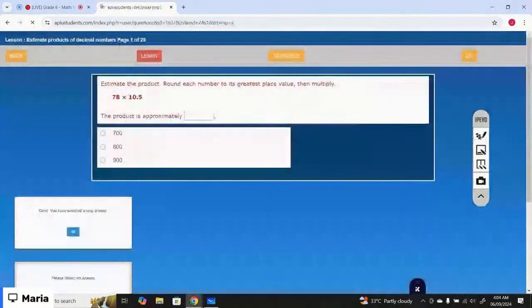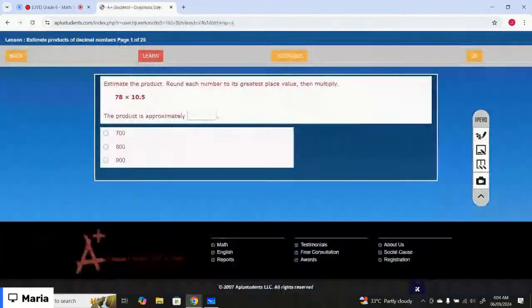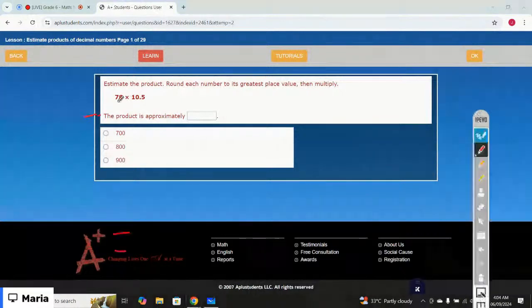So estimate the numbers to the nearest whole numbers. Estimate the product to the nearest whole number, greatest place value. So here you have 78 and here you have 10.5, right? 78 is rounded off to 80 and 10.5 is rounded off to 10. Basically that is estimation. You have to estimate the product, not round off, right?